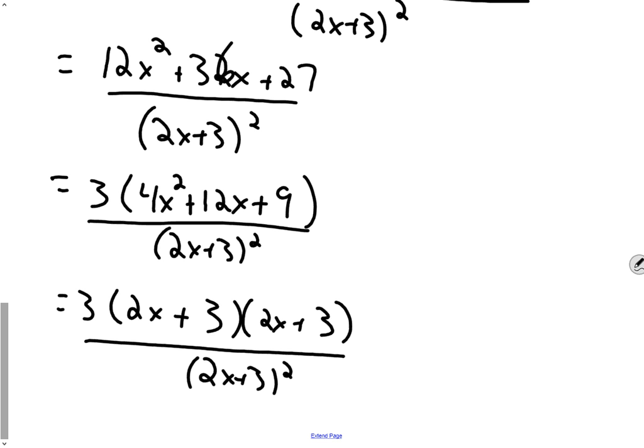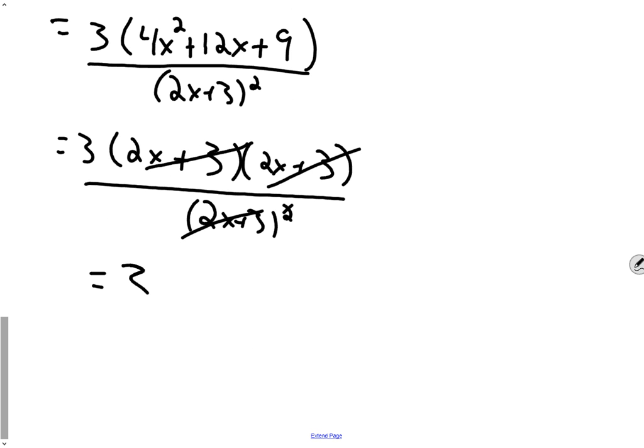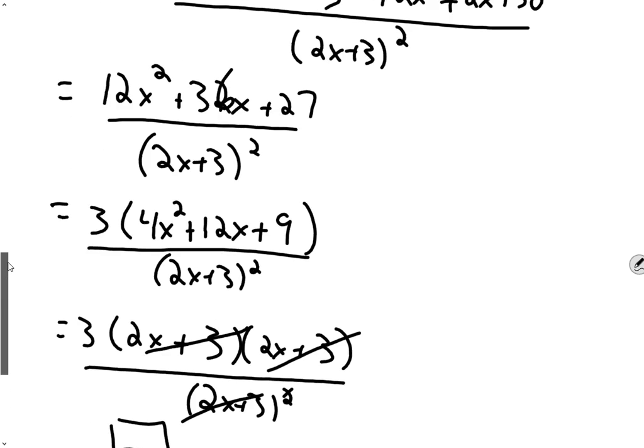Not 0. Oh, no, it is. First one cancels that one out. So that's 3 over 1. Okay, I'm not impressed that we did this. You know what I'm impressed with?